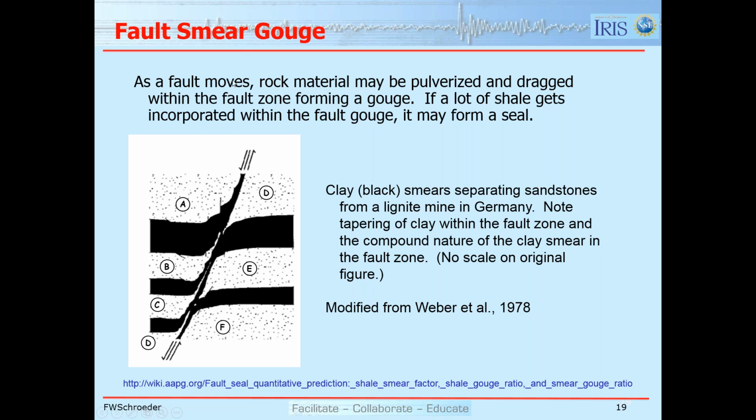Fault smear gouge, as we have material that is offset along a fault, we can get some of that material entrained within the fault region itself. Faults are typically not a single cut, but a series of cuts. And so we can get the entrainment of shale, and in the diagram, blacks are representing shales. We can get shales that get smeared within the fault zone. And so depending on how much shale is smeared, the fault may become impermeable to flow of hydrocarbons.